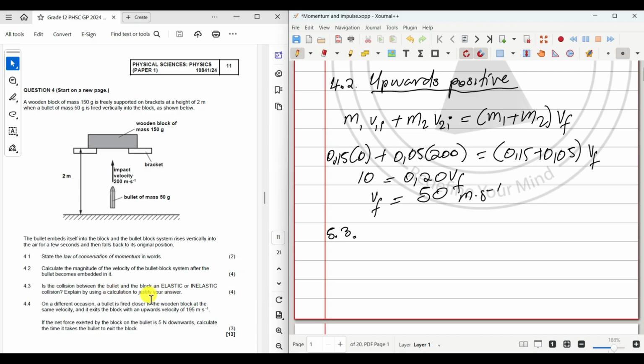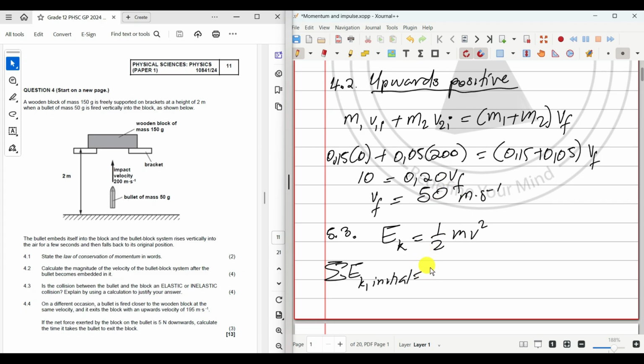Explain by using a calculation to justify your answer. Our calculation: E sub k equals half mv squared. So now we're going to look for EK total before the collision. So the sum of EK initial will be, what did we have? Half the mass was 0.15, velocity was 0, and half the mass was 0.05, and the speed was 200 squared, isn't it?